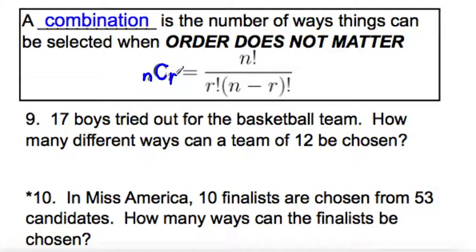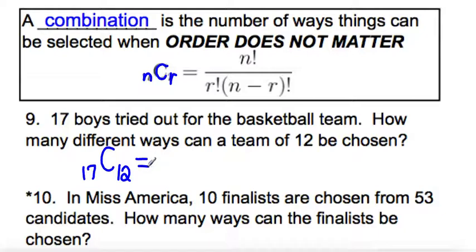So 17 boys tried out for the basketball team. How many different ways can a team of 12 be chosen? Well, we have 17 boys, so that's how many we have to pick from, and we are taking 12. Now, it does not matter what order we put them on the team. They just want to be on the team. They just want to be picked. So this is a combination, not a permutation.